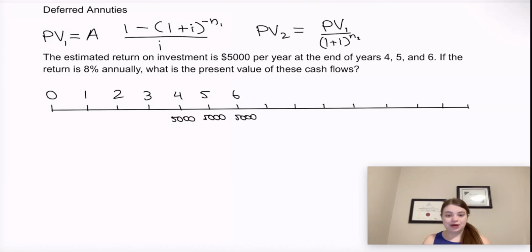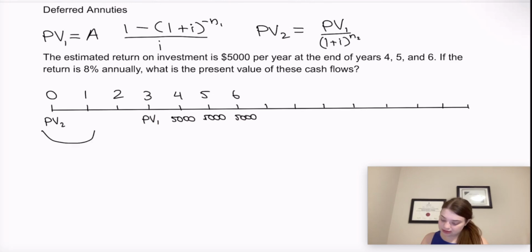So let's talk about it. Well, first of all, we need to figure out the present value here, right? What is the present value right before? And we're going to call this PV1. And then we also want to know, okay, great, if we knew this number, we'd be able to find PV2, right? And why is that?